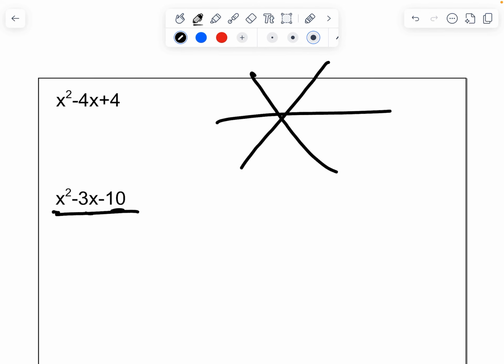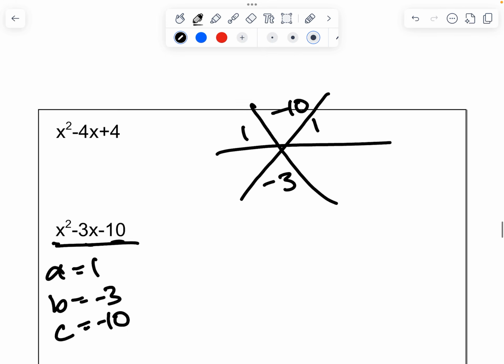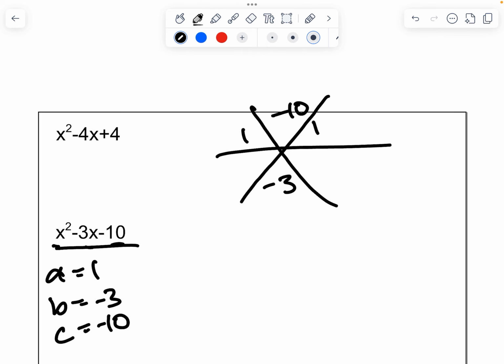The top, A times C. A is 1 again. B is -3. C is -10. A times C is -10. A and A are 1 and 1. B is -3. I'm always starting with the top here. So can I multiply to -10? I can. 1 times -10 is -10, and 1 plus -10, is that -3? Nope, it is not.